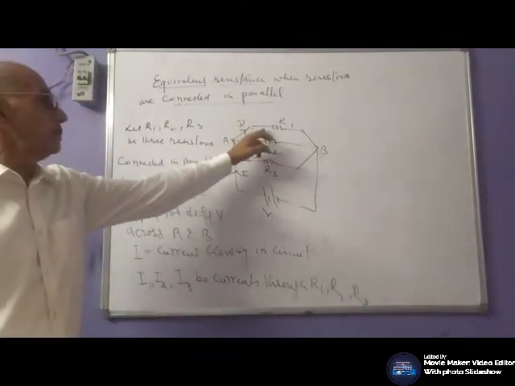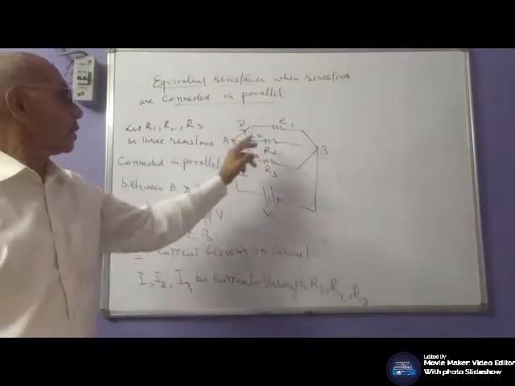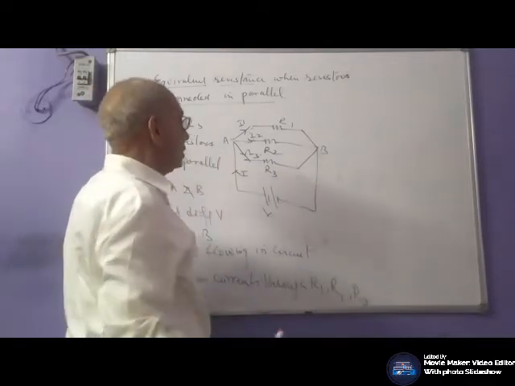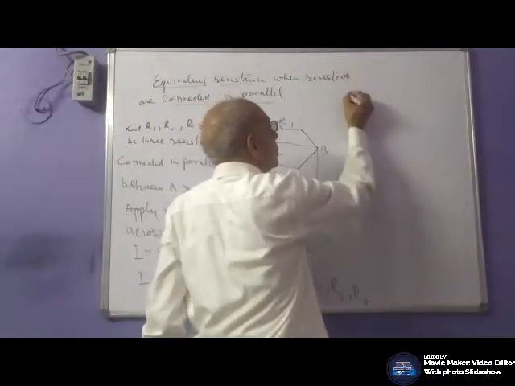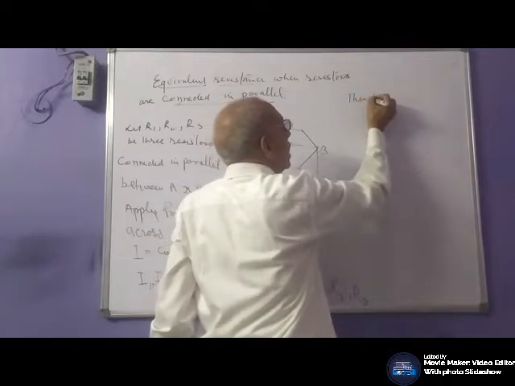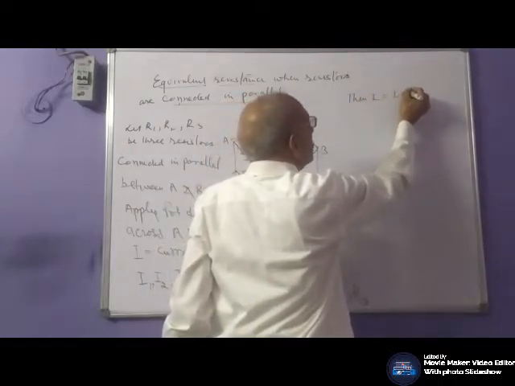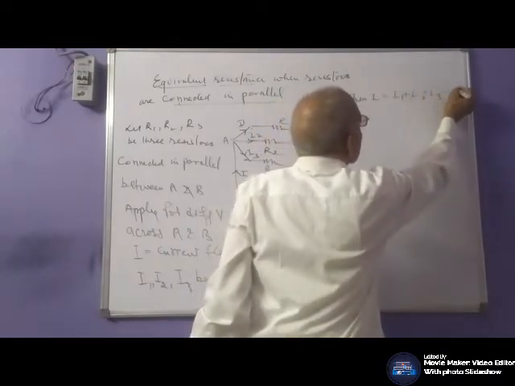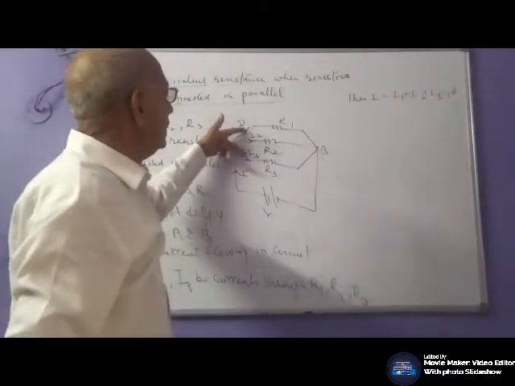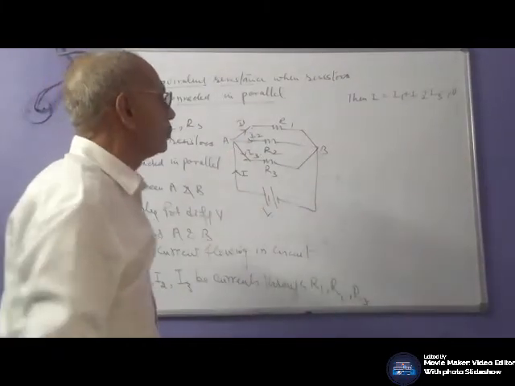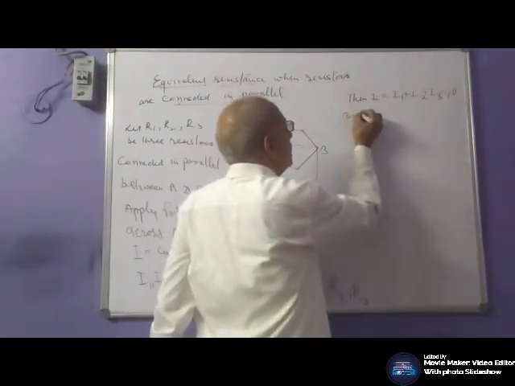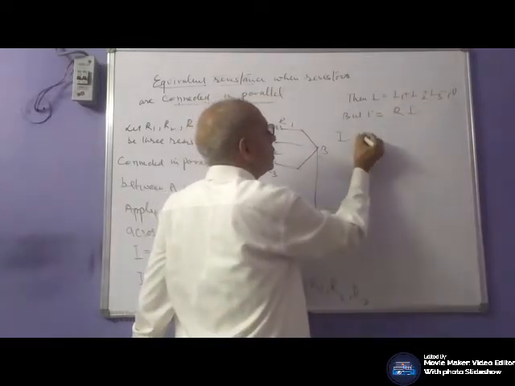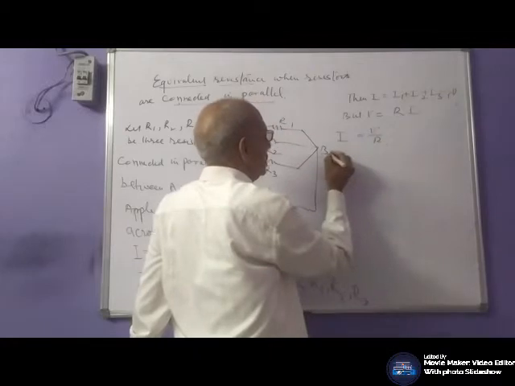So V remains the same. Across R1 the same V, across R2 the same V, across R3. Then I = I1 + I2 + I3. This is the total current divided into three currents. But V = RI, so I = V by R.